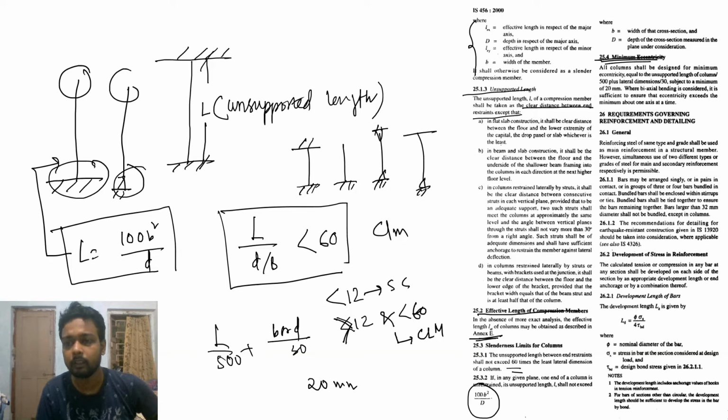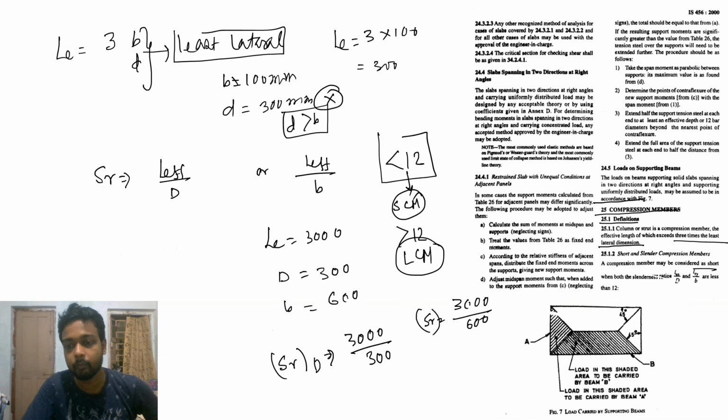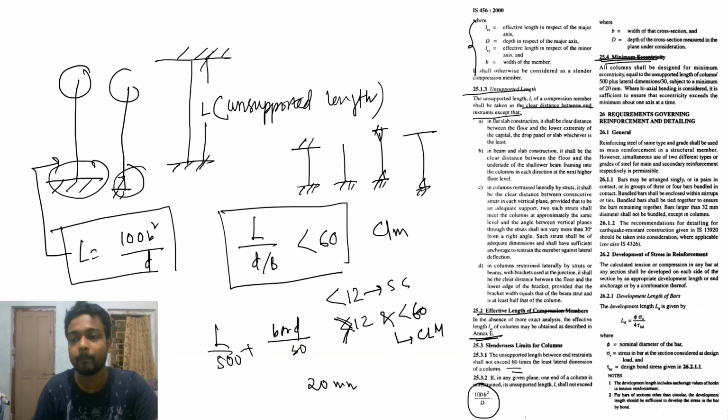Now we talk about the requirements governing reinforcement detailing. So 25 was the basic general consideration and definitions. What is the unsupported length? What is the slenderness ratio? What is the slenderness ratio for a short column? What is the slenderness ratio for a long column? What should be the unsupported length for one end fixed and the other end free? Now we talk about the requirements.